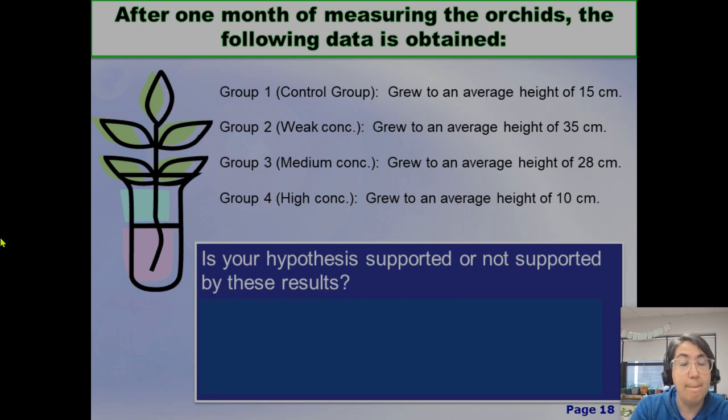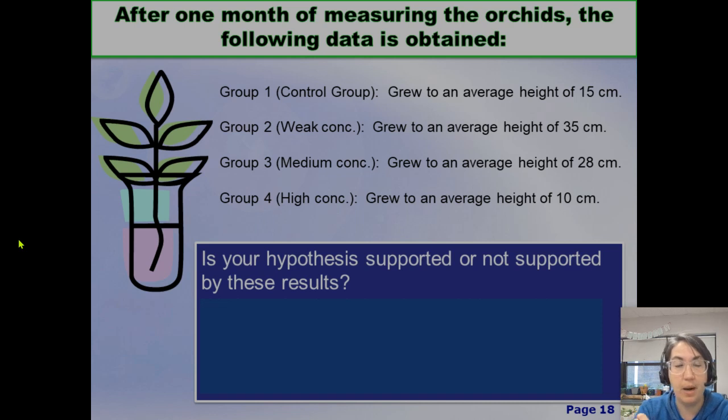Group 3, medium concentration of fertilizer, grew an average height of 28 centimeters. So that's a little under 12 inches. And group 4, which was my high concentration of fertilizer, grew an average of 10 centimeters. That's like 3 or 4 inches. So, looking at that data, is our hypothesis supported or not supported by our results?